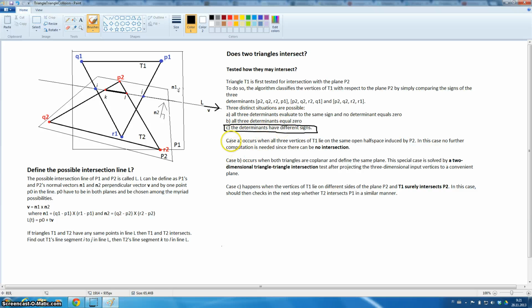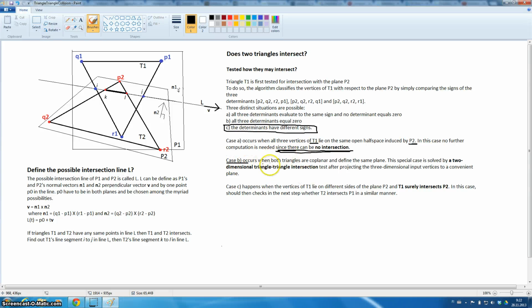So case A occurs when all three vertices of T1 lie in the same open half space introduced by P2, plane 2. In this case, no further computation is needed since there can be no intersection, because this T1 doesn't intersect even the plane 2.